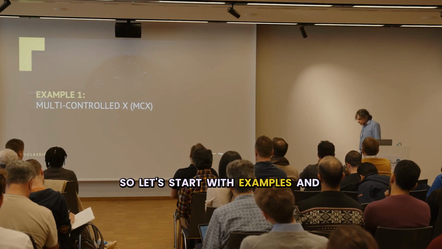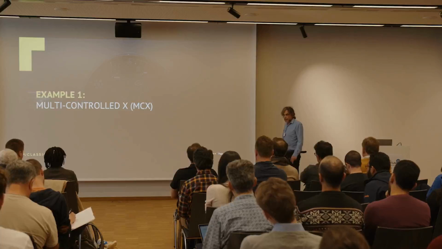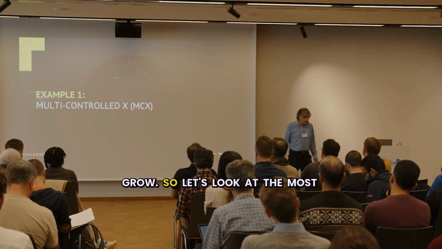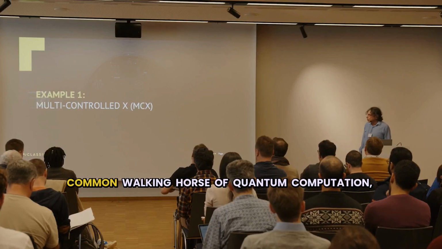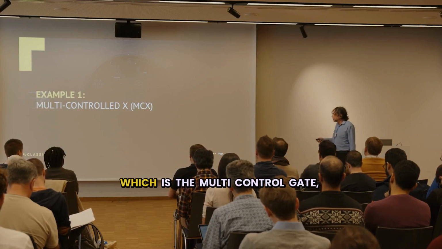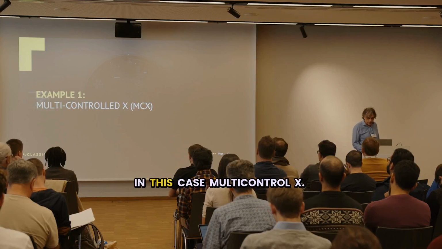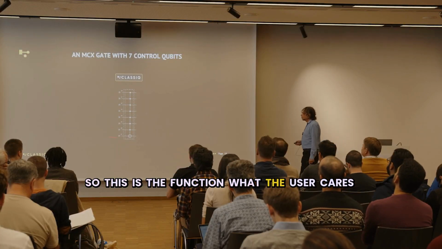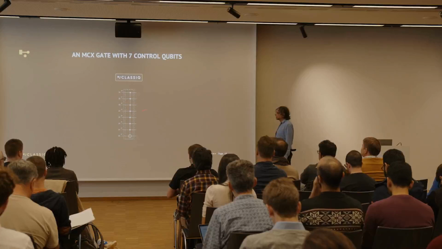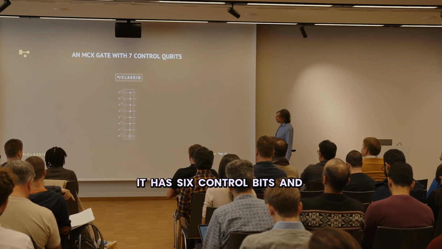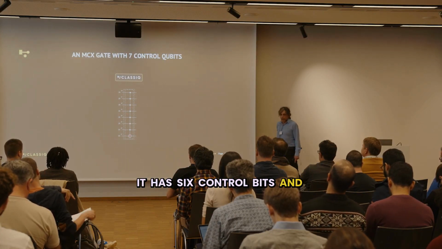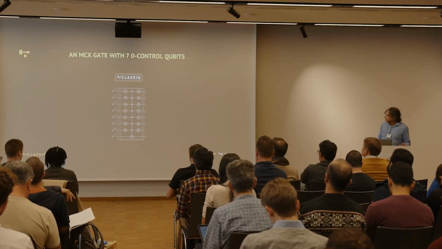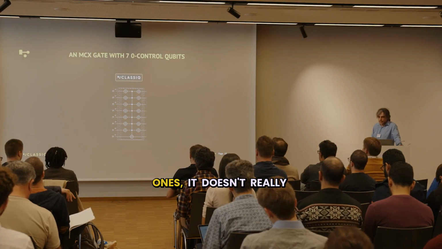So let's start with examples, and as usual, when we learn by examples, we will start from the simple and gradually grow. Let's look at the most common workhorse of quantum computation, which is the multi-controlled gate, in this case multi-controlled X. So this is the function. What the user cares about in this particular case is that this function will be implemented. It has 6 control bits and one target bit. It can also be controlled on zeros or ones, it doesn't really matter.